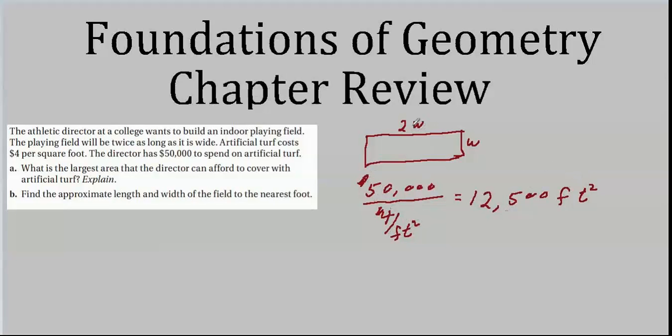Now the area, length times width, so it's 2W times W, or 2W squared, equals 12,500 square feet. And we're using that because that is the maximum size field we can build with $50,000 to spend. Now this should turn out to be, let's see, 6,250. And that's W squared.